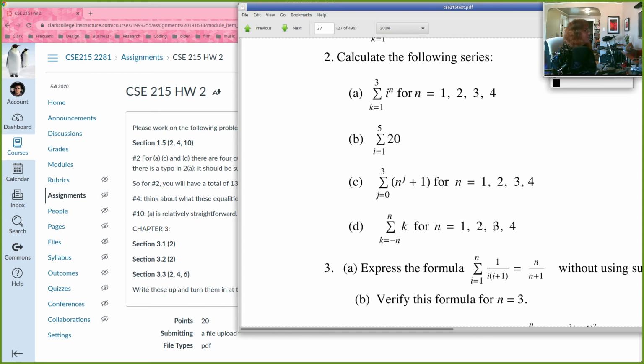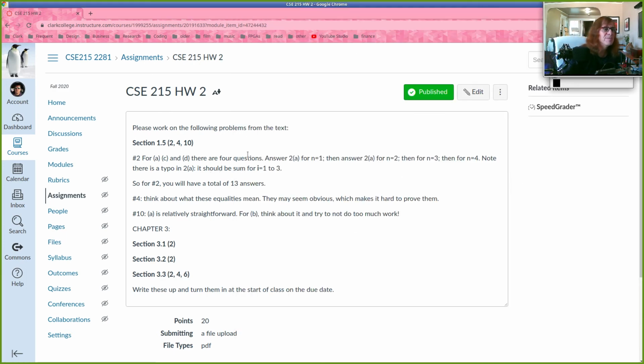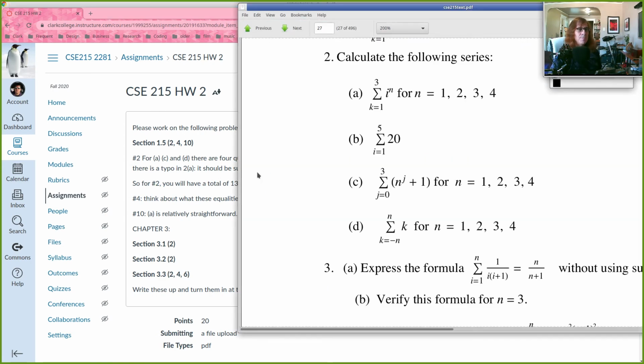Okay, and make sure I know what your answers are corresponding to. So, you know, 2A, n equals 1, show me the answer, n equals 2, show me the answer, and so on. What was the specific typo? Oh, the specific typo is for 2A, it should be the sum for i equals 1 to 3. And it says the sum from k equals 1 to 3, and then there's no k appearing in here. And you can still do that, but it's confusing. So just make this a sum from i equals 1 to 3 of i to the n.